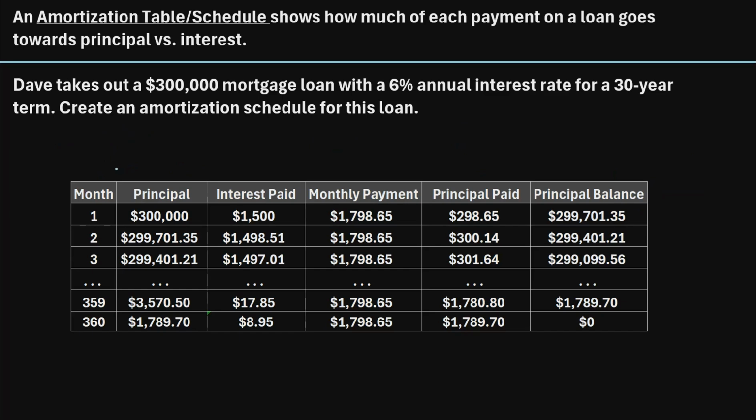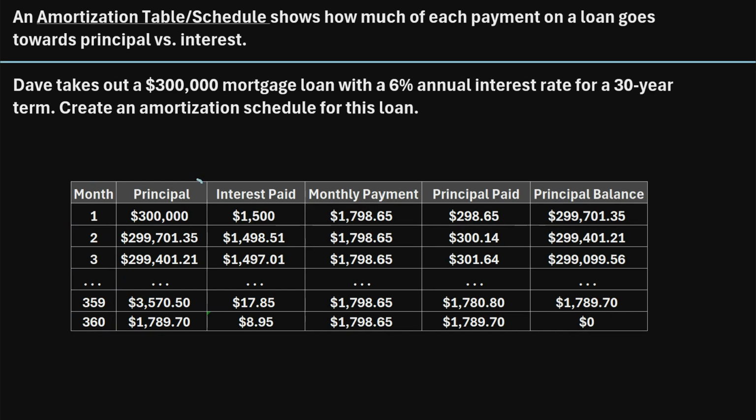When we create this amortization table, the first column in the table will be the month number. For this example, we have a 30-year loan and there are 12 months in a year. So the total number of months that Dave will be making a mortgage payment is 30 times 12, which is 360. So there are 360 rows in our table. I've only shown the first 3 rows along with the last 2 rows, just so we don't have 360 rows to show in this table.